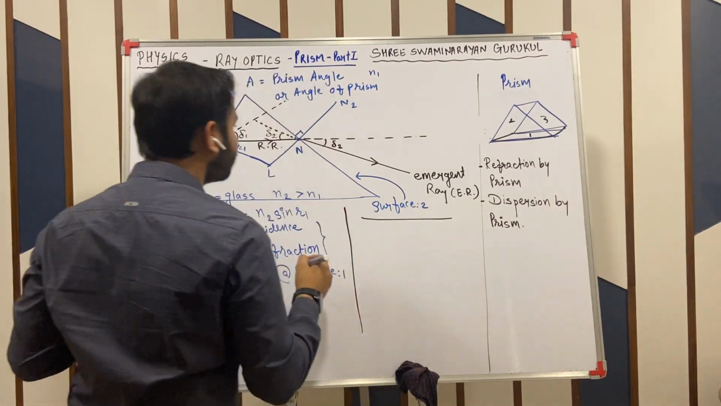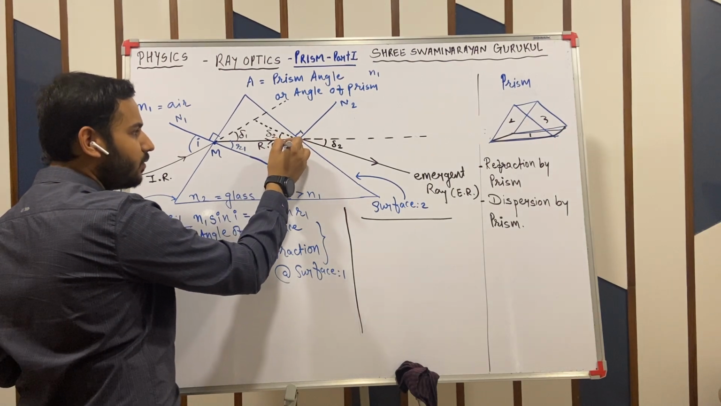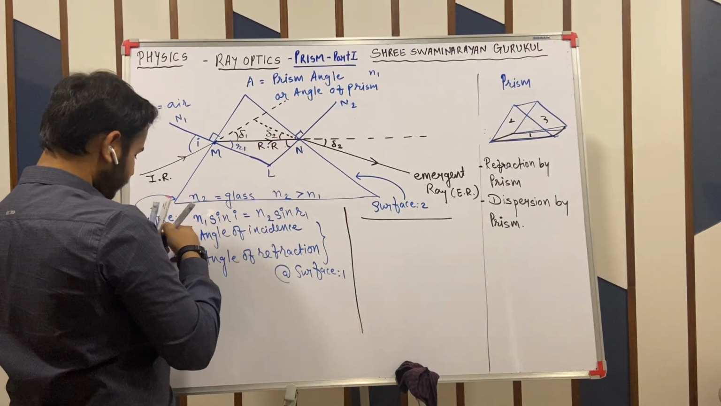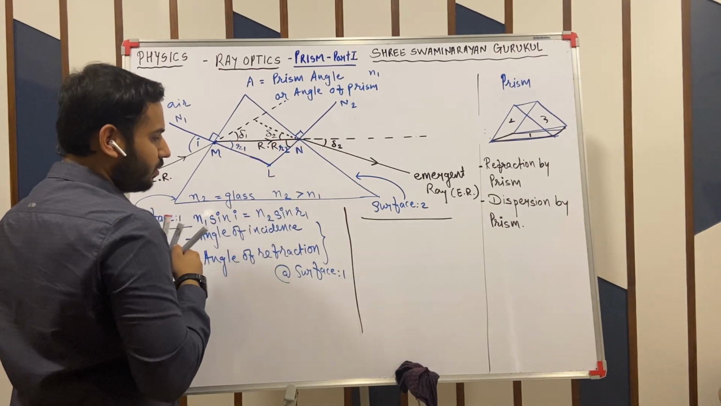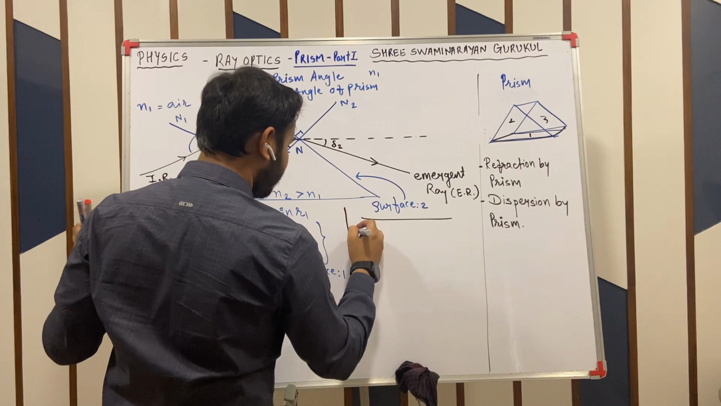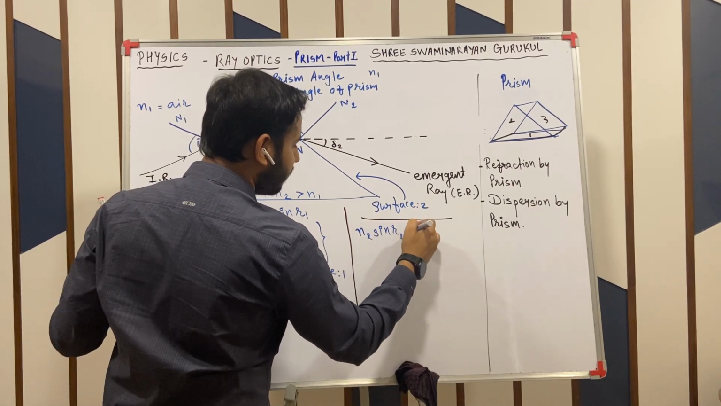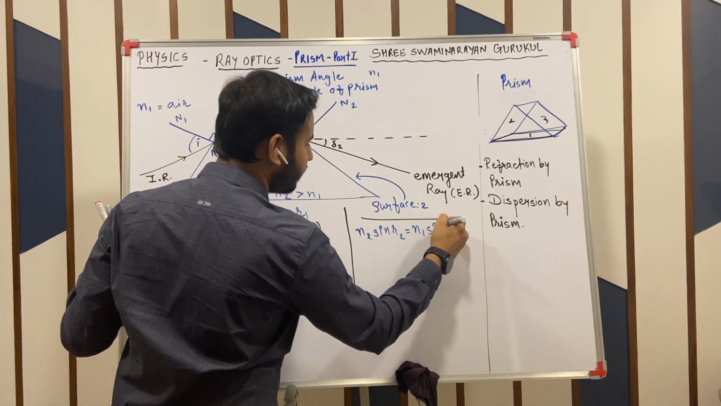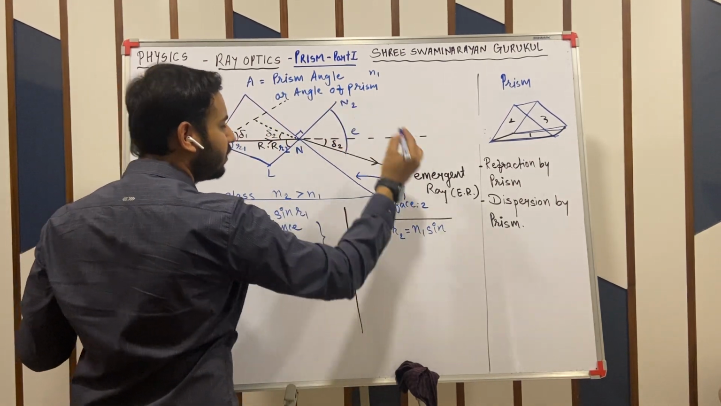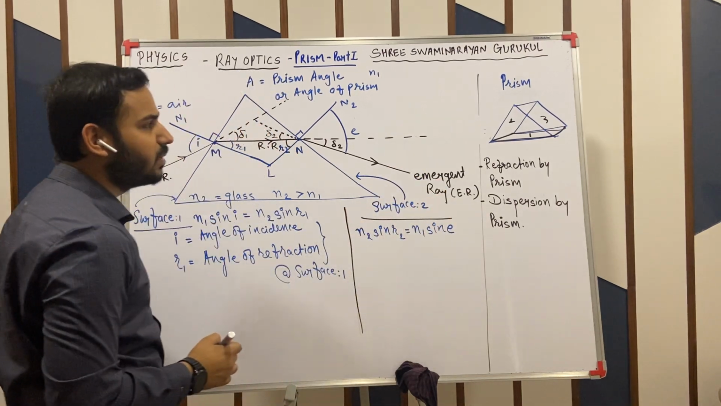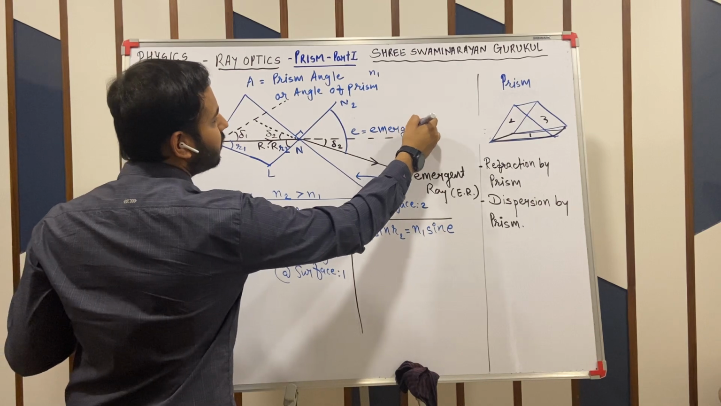At surface 2, let us say the refracted ray is making an angle of R2 with normal 2. So, at surface 2, N2 sine R2 is equal to N1 sine E. This whole angle is named E. E is called the emergent angle.